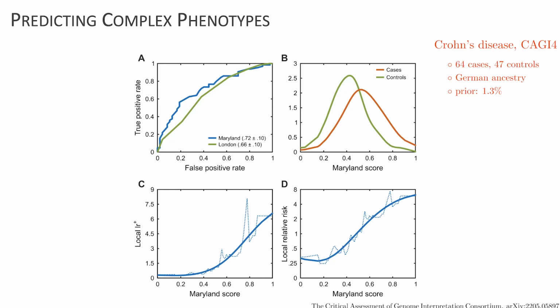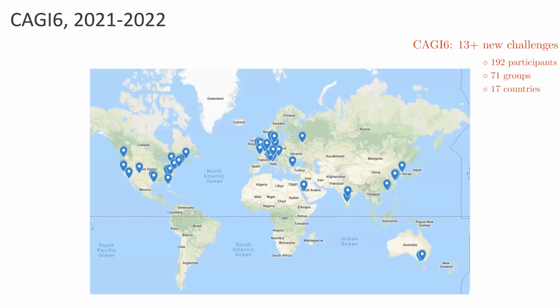And the results of that challenge will be available soon. So briefly to conclude, I am running out of time. In KG6, we ran it in 2021 and 2022. This is almost concluding. We had 30 new challenges, hundreds of participants, 71 groups from 17 countries.